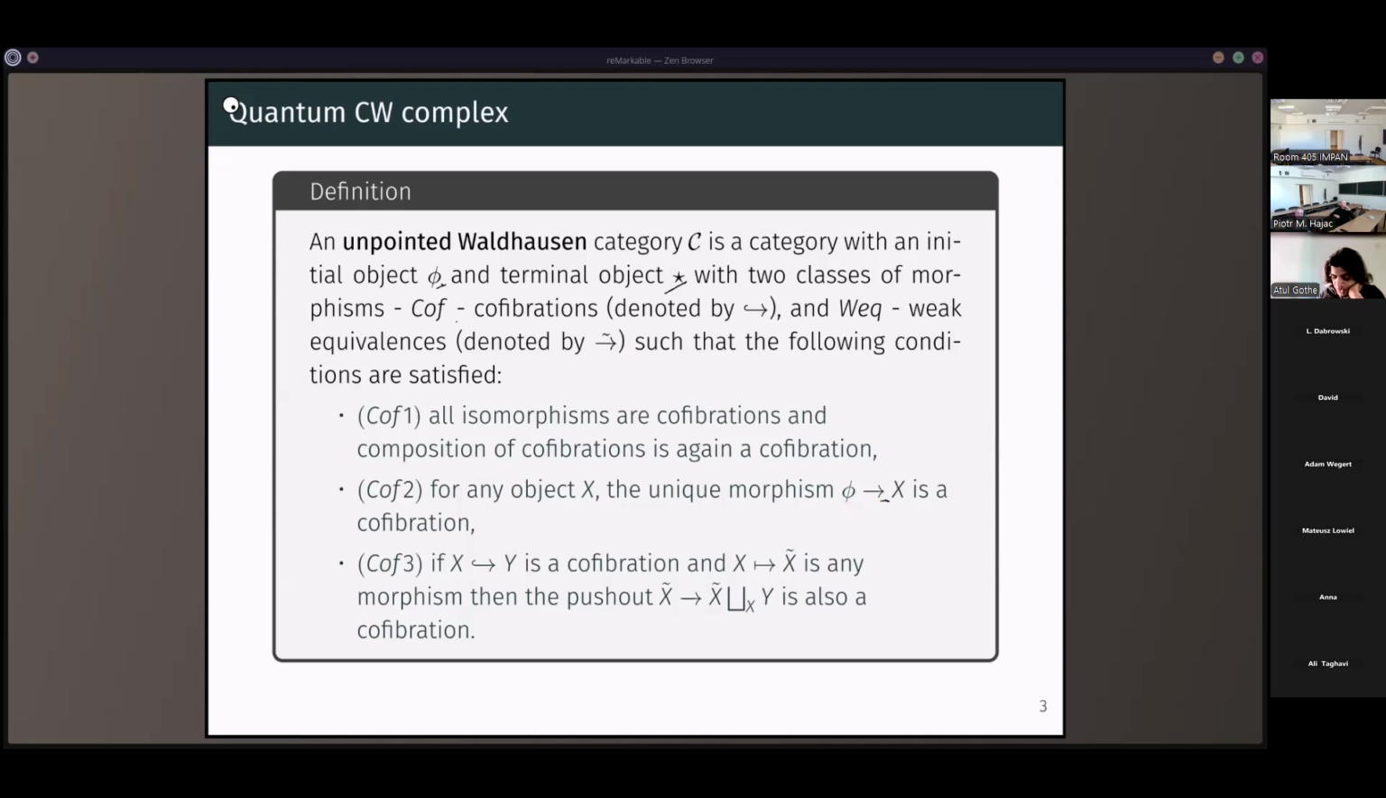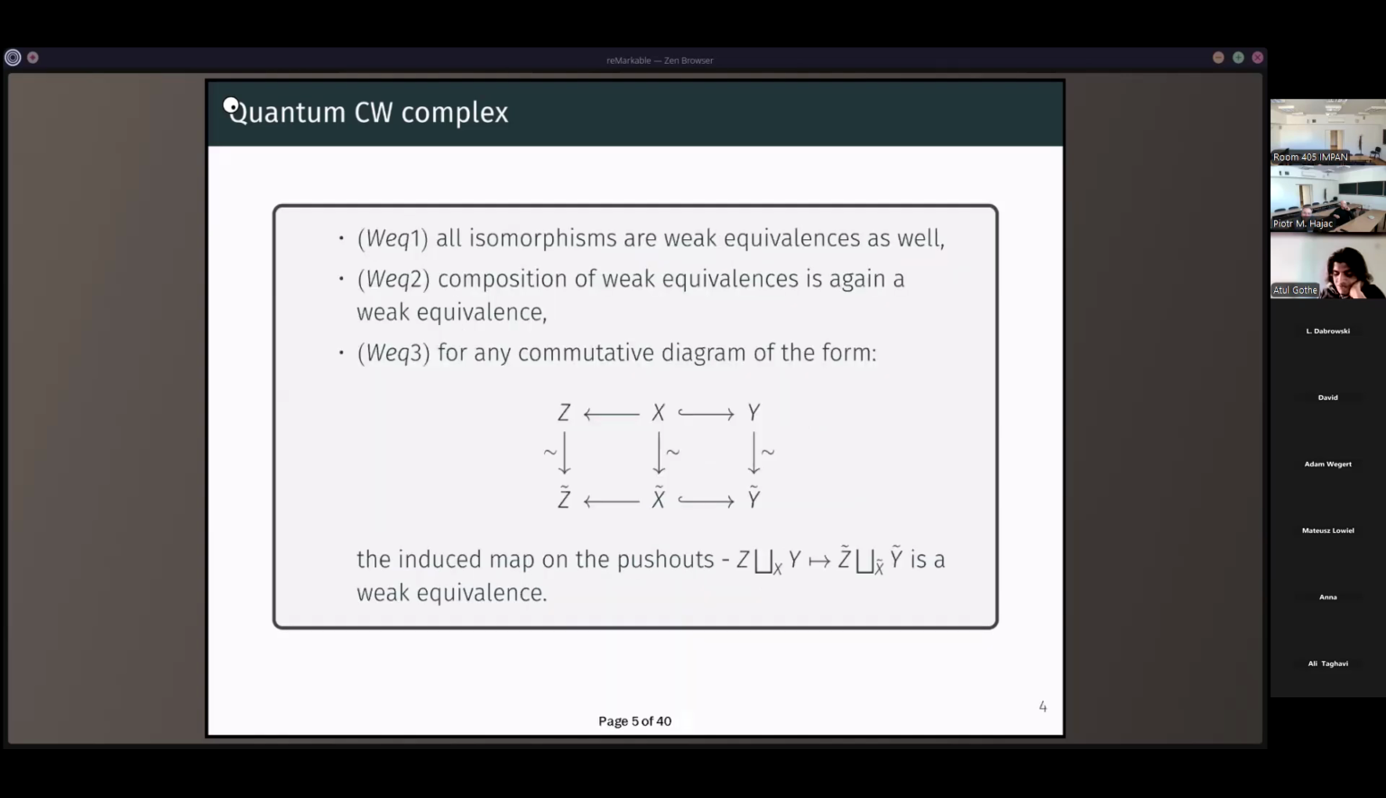If x to y is a cofibration and we have any morphism x to x tilde, then if we construct the pushout, if it exists, the map from x tilde to this pushout is also a cofibration. So these are the conditions for cofibrations. For weak equivalences, all isomorphisms are again weak equivalences, and the composition of weak equivalences is again a weak equivalence, as expected.